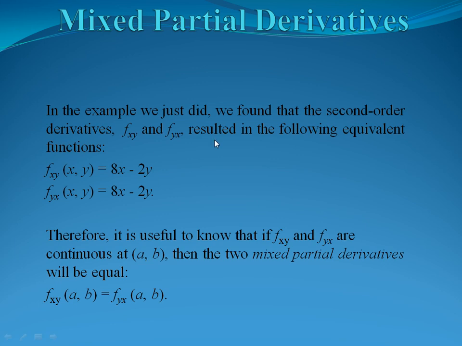So whenever we have f sub xy and f sub yx, as long as they're continuous, then the two mixed partial derivatives will be equal. So this is a good way to check your work. Whenever you have f sub xy and f sub yx, you should get the same thing. These are the only two partial derivatives that we calculate that will be the same every single time.